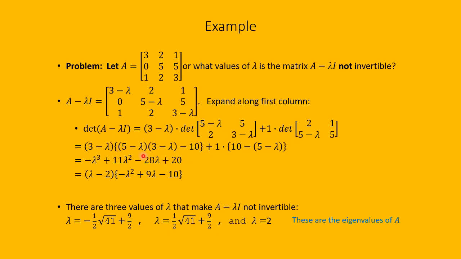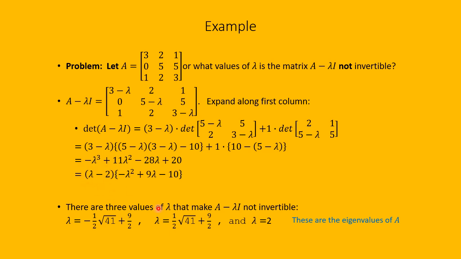Multiply this out, remembering the determinant here is 5 minus lambda times 3 minus lambda minus 10. Over here, this determinant is 10 minus 5 minus lambda, which we have here. Do the algebra, and we find that the determinant of A minus lambda I is equal to this. Factor it, and we can factor a lambda minus 2 out of that times this other factor, minus lambda squared plus 9 lambda minus 10. And now set this equal to 0 and solve for lambda.